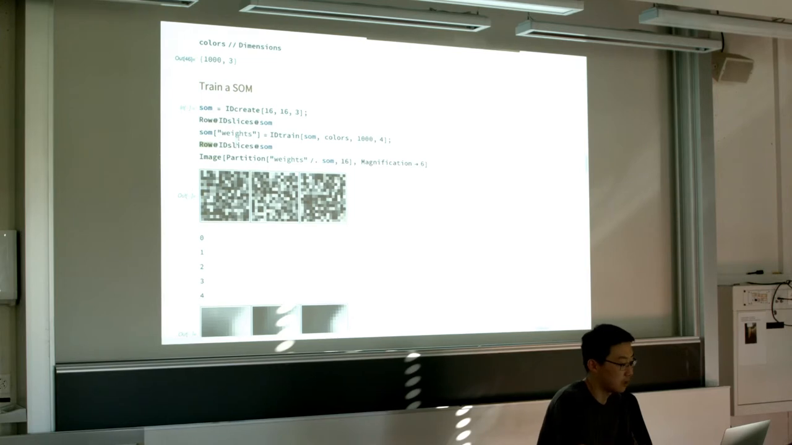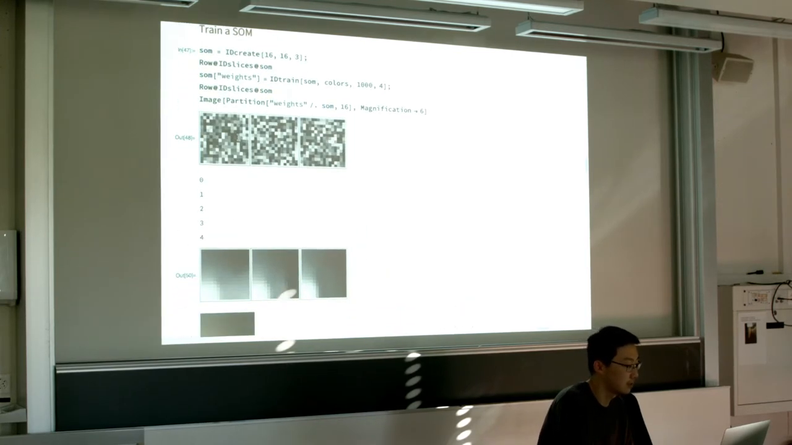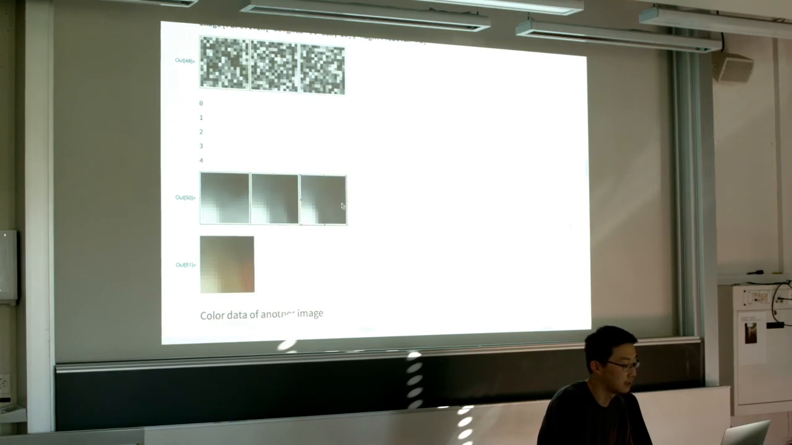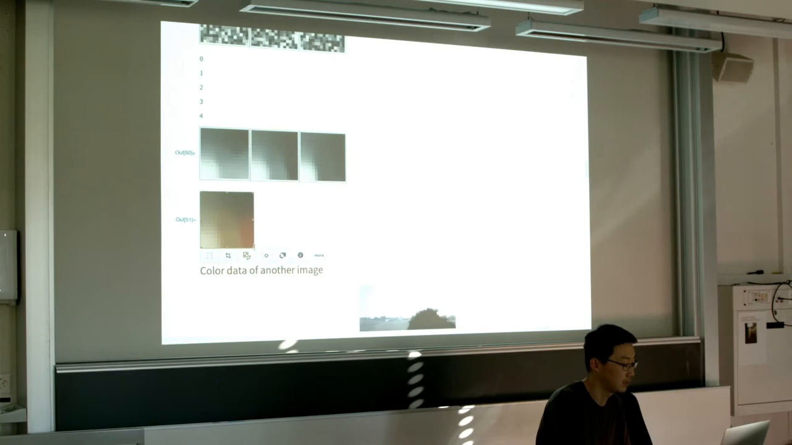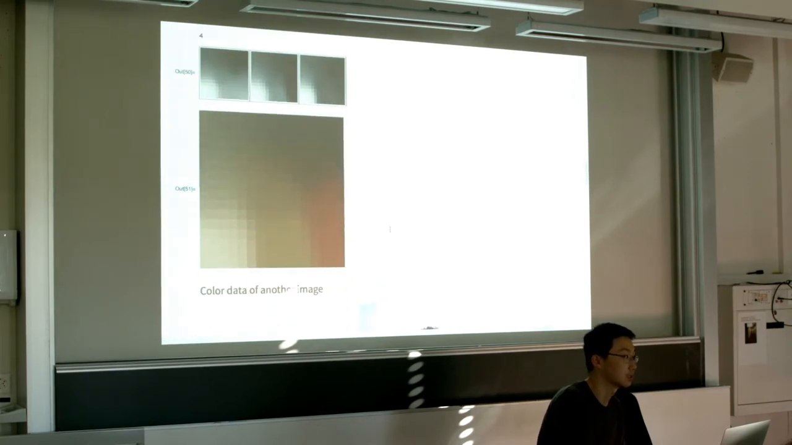I simply run this cell, and you see that it's actually quite fast. The first three images represent the initial values of the SOM cells in RGB, and after the training you see that the RGB values become something like this. If we combine these RGB channels together into a colored image, this will be the result we have. This is actually the rendering that we used for our slides.